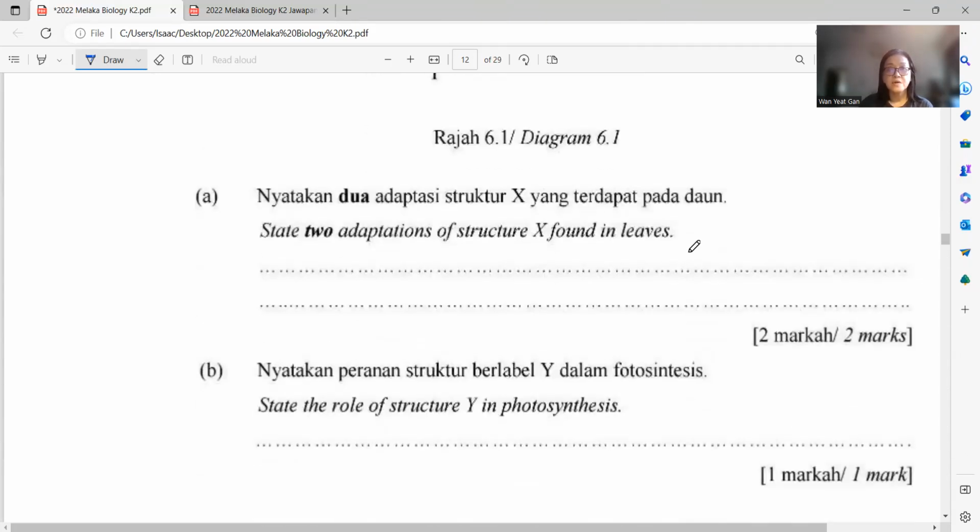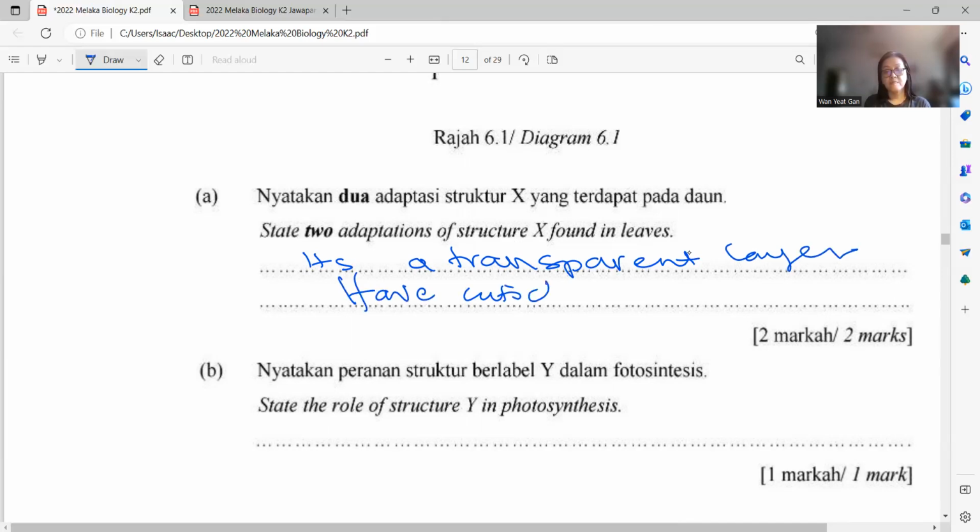So the adaptations are that it is a transparent layer, has a cuticle, and X does not have chloroplasts.